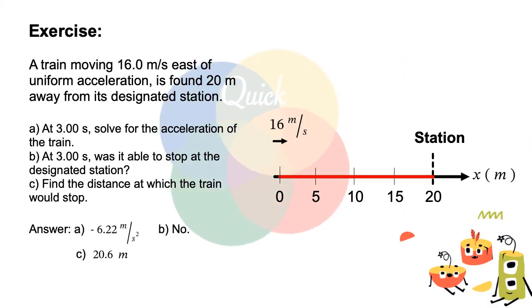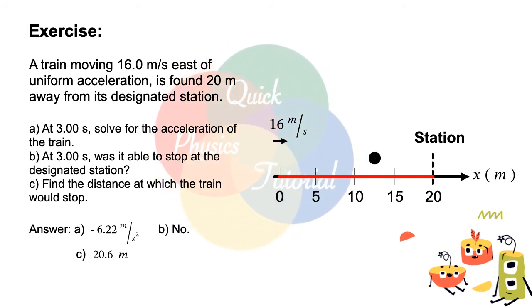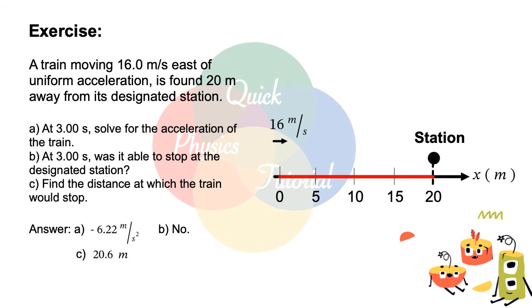Let us have a little exercise. A train moving 16 meters per second east of uniform acceleration is found 20 meters away from its designated station. At 3 seconds, solve for the acceleration of the train. And was it able to stop at the designated station? Letter C. Find the distance at which the train would stop. Just follow the previous steps and you will get the same correct answer.